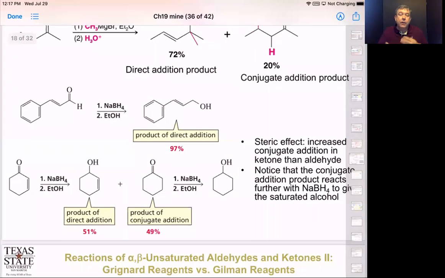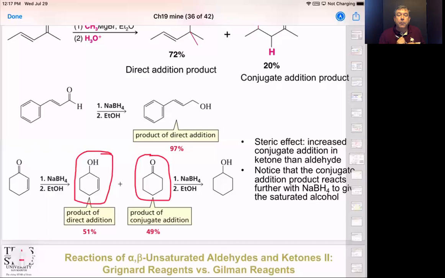Now let's go with a ketone. If we have a ketone, we have sterics starting to get in the way here. And even with a strong nucleophile like the hydride, it's no longer favored to go directly across the carbonyl. So what we end up seeing is we actually get the conjugate addition, which is the 1,4 addition, so we get the reduction. The first product here, sorry, this first product here is that direct addition across the carbonyl compound, but we can also get the addition across the double bond right here.